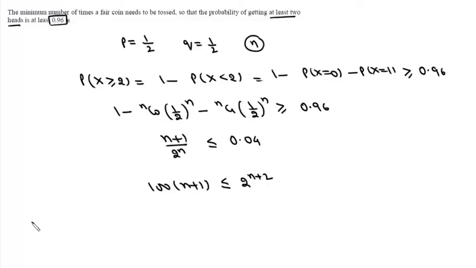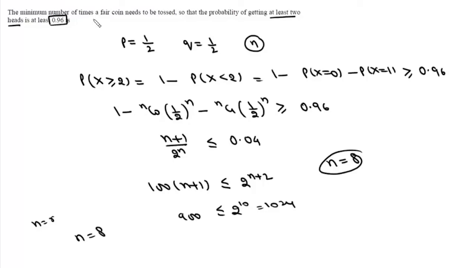Now we take n as 5. Now it will be this 600, and here will be 2 to the power 7, which is 128, not possible. So if we take 6, since it is greater than 500 here, this value should be at least 8. So if we try n as 8, then we'll get 8 plus 1, 900, which is less than 2 to the power 10, which is 1024. So the minimum value of n is simply 8. So the minimum number of times this fair coin must be tossed is 8, and that is the answer to this question.